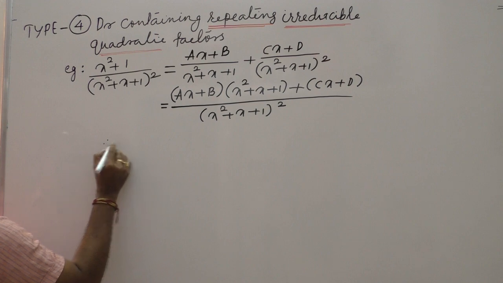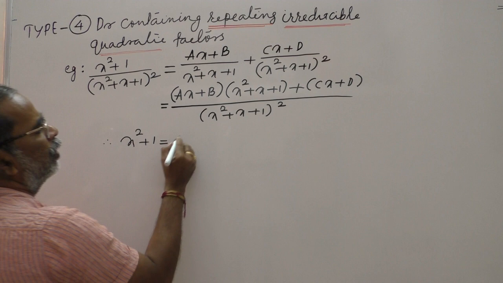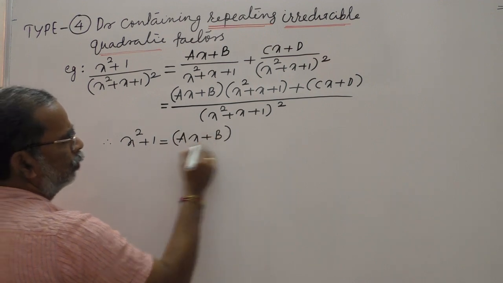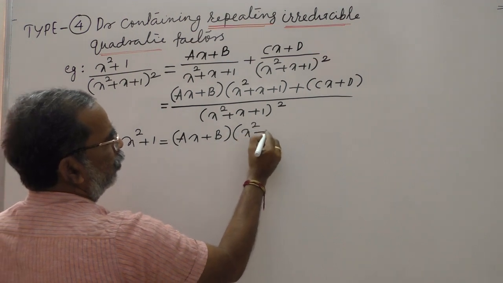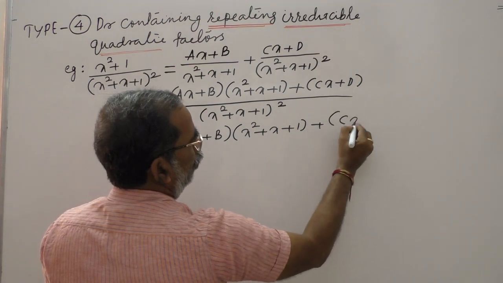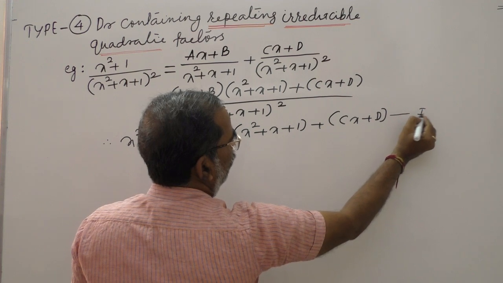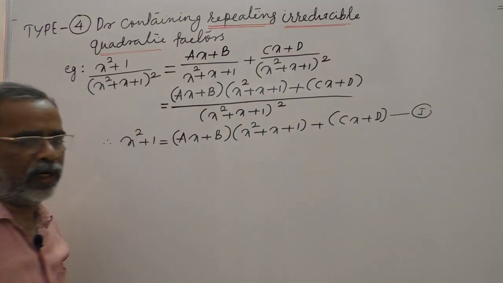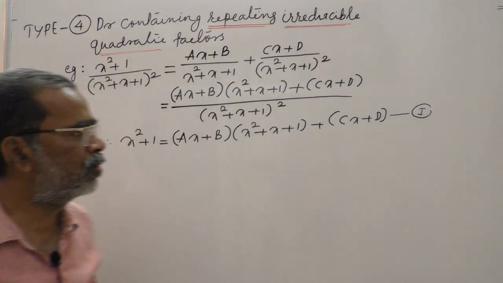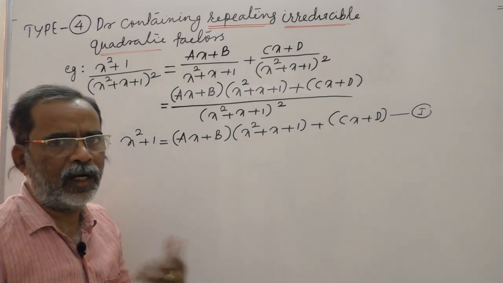Again equating numerators. On the left side it is x square plus 1. On right side numerator is ax plus b into x square plus x plus 1 plus cx plus d. This is equation 1, Roman 1. Now to get the partial fractions, we need to find a, b, c, d 4 values. So here there is no linear factor, no chance of getting one value directly.